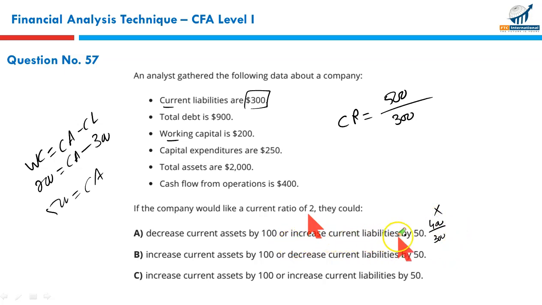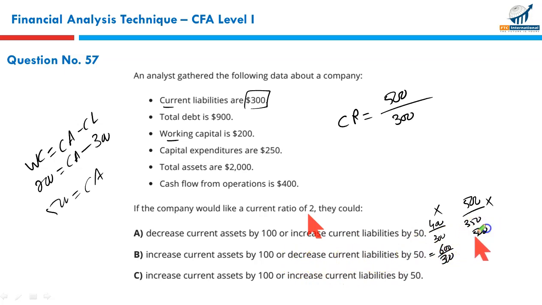Or increase current liabilities by 50. If you increase your current liabilities by 50, it will be 500 by 350, still not 2. Wrong. B. Increase current assets by 100. Yes, that will do. Increasing current assets by 100, 500 to 600, it will give you a very nice current ratio of 2.